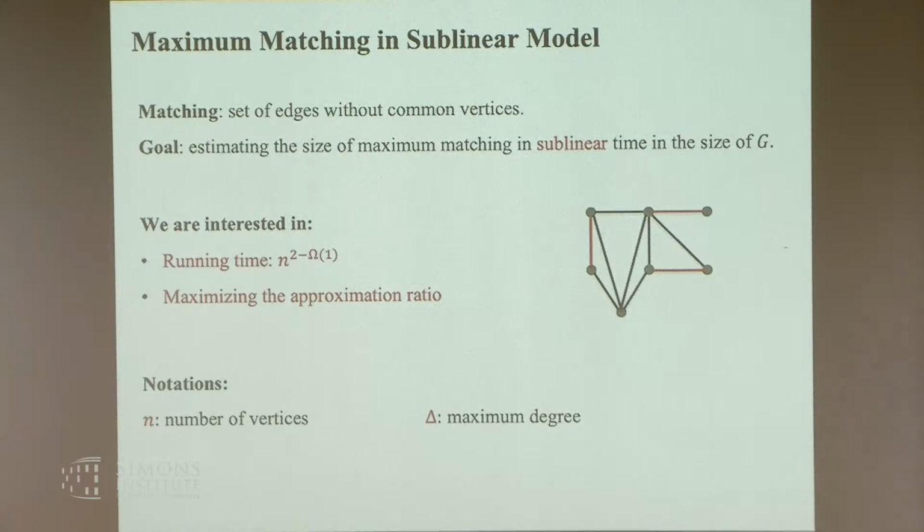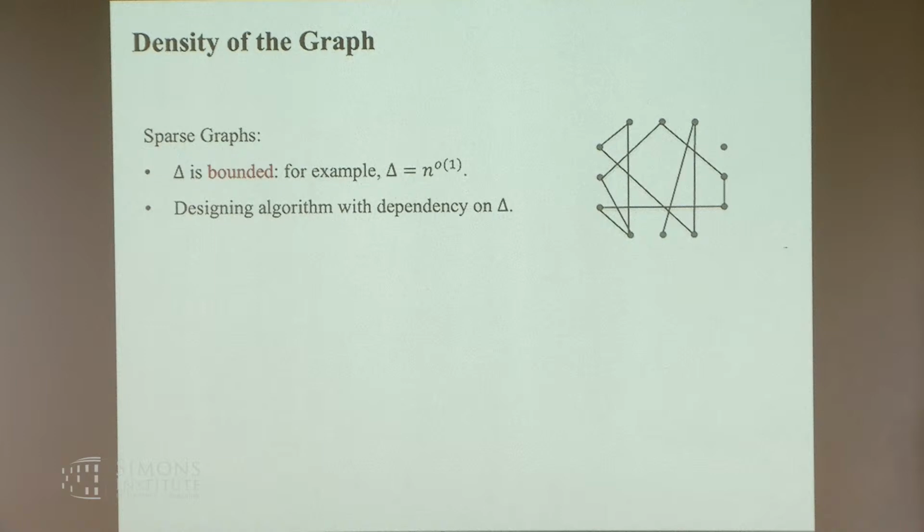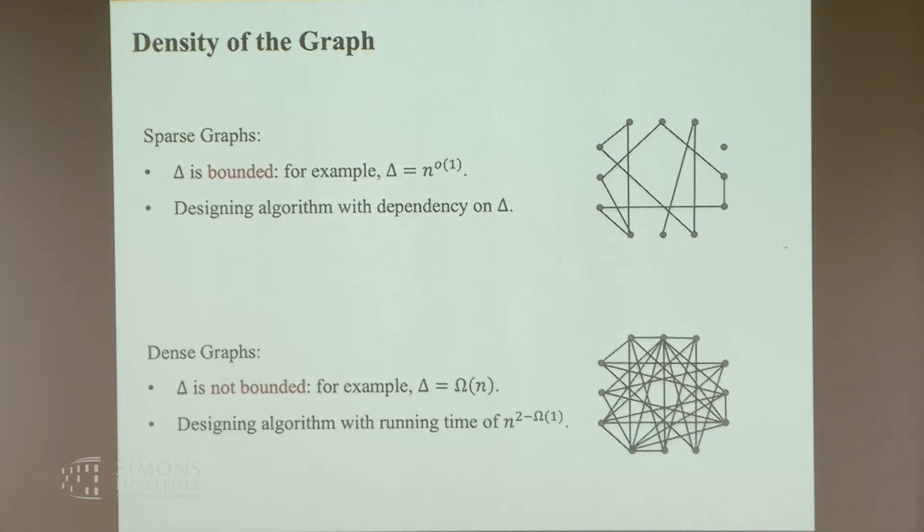So in this talk, I'm going to use n as the number of vertices and delta as the maximum degree of the graph. There are two regimes that people think about this problem. One is the sparse graph regime, where delta is bounded. For example, delta can be constant, or more generally, it can be n to the small o of 1. The focus in this regime is to design algorithms with dependency only on delta and not on n. The other regime is the dense graph regime, where delta is not bounded. It can be as large as n. And the focus here is to design an algorithm that estimates the size of the maximum matching in n to the 2 minus some omega of 1 time.